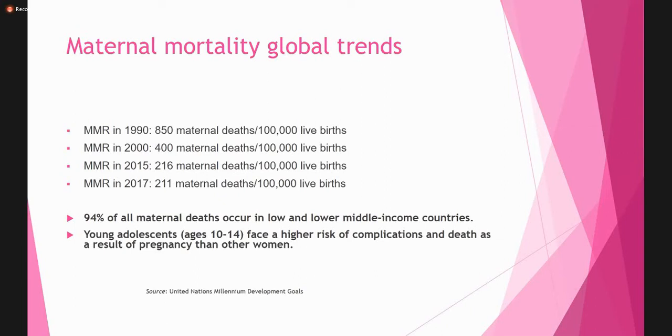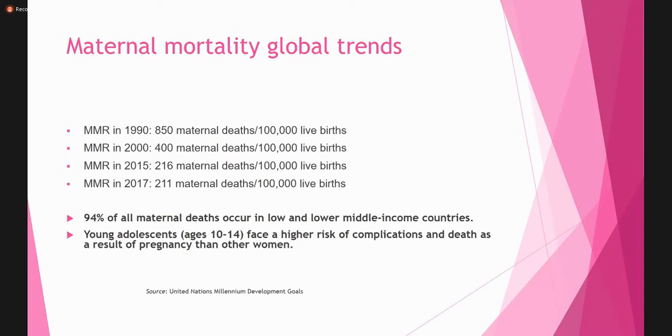So in 1990 it was 850, and then in 2000, due to the Safe Motherhood initiative, the maternal mortality reduced to more than half, that is 400 maternal deaths per 100,000 live births. And then in 2015, the statistics were 216 maternal deaths per 100,000 live births, and in 2017, 211 maternal deaths per 100,000 live births. So 95% of all maternal deaths occur in low and lower middle income countries.